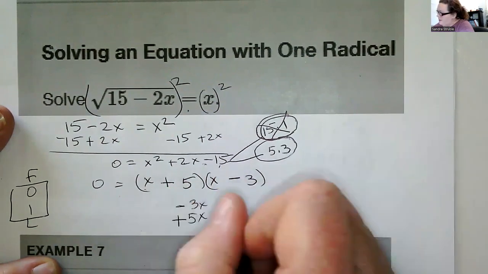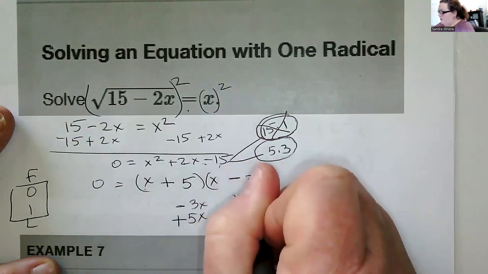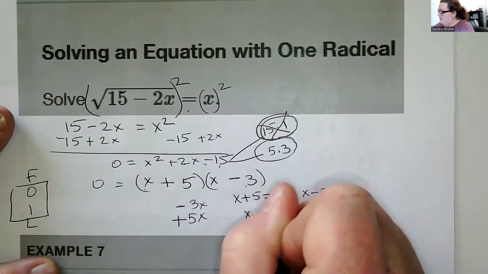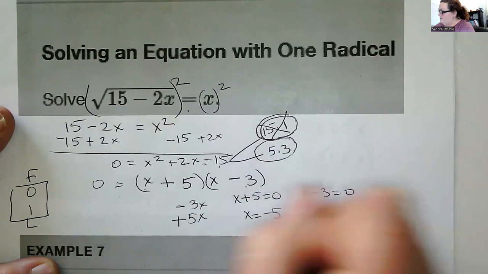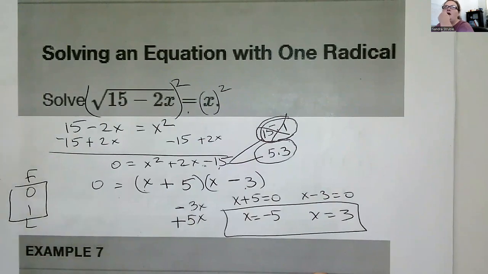All right. And then the last thing I do here is I set these each equal to 0 and solve. So x plus 5 equals 0, x minus 3 equals 0. I get x is equal to -5 and x is equal to 3. And that is my answers. Ooh, or is it? So let's check this.